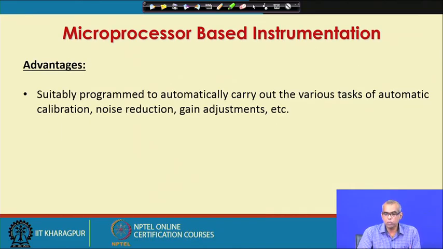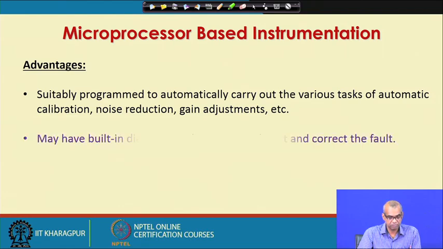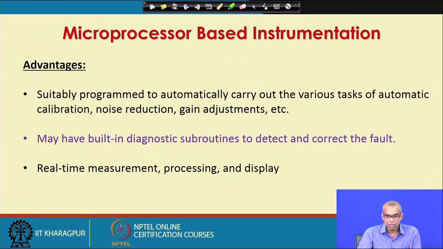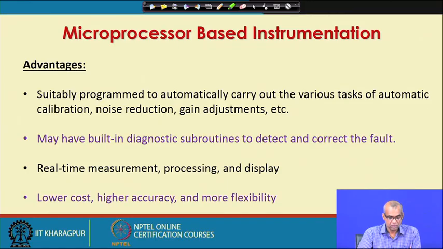Some of the advantages of microprocessor based instrumentation: it can be suitably programmed to automatically carry out various tasks such as automatic calibration, noise reduction, gain adjustment, etc. It may have built-in diagnostic subroutines to detect and correct the fault in the instrument or fault in the measurement. Real-time measurement, real-time processing and real-time display are easily available. Lower cost, higher accuracy and more flexibility.